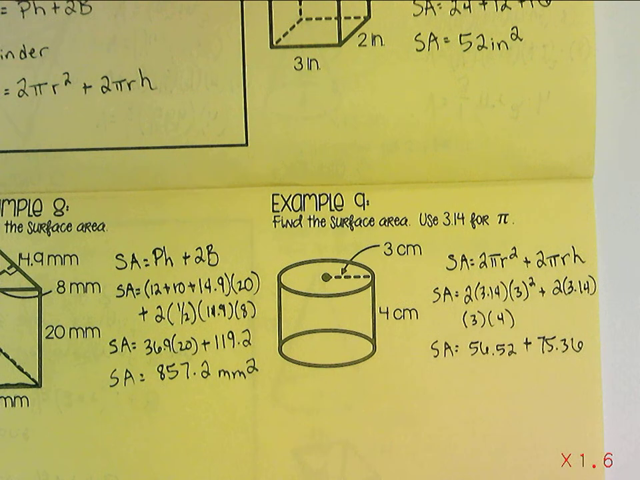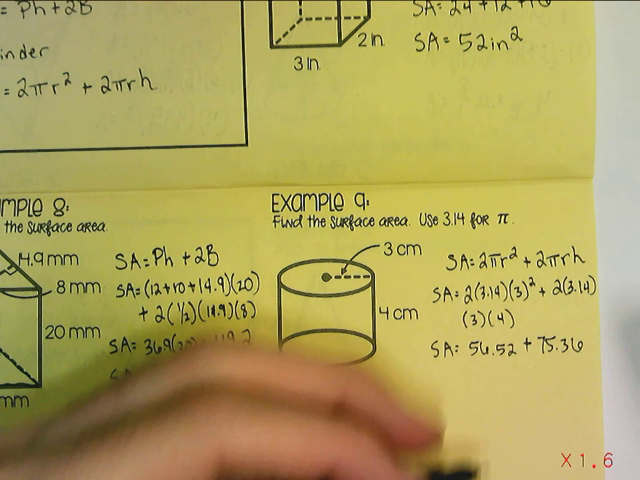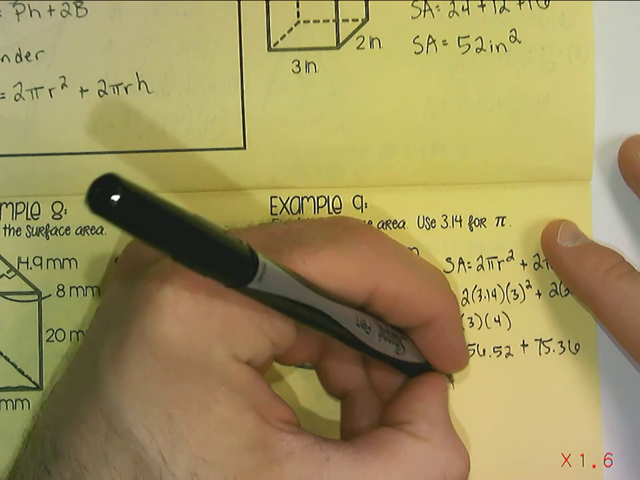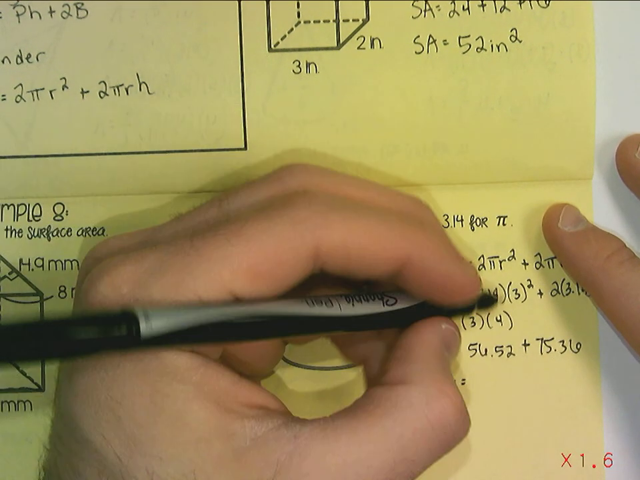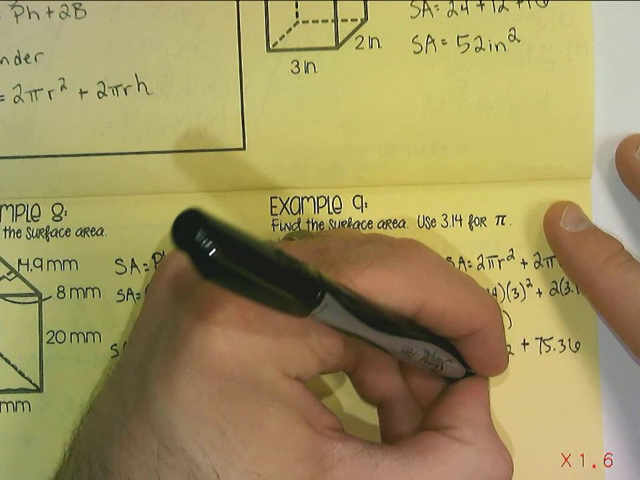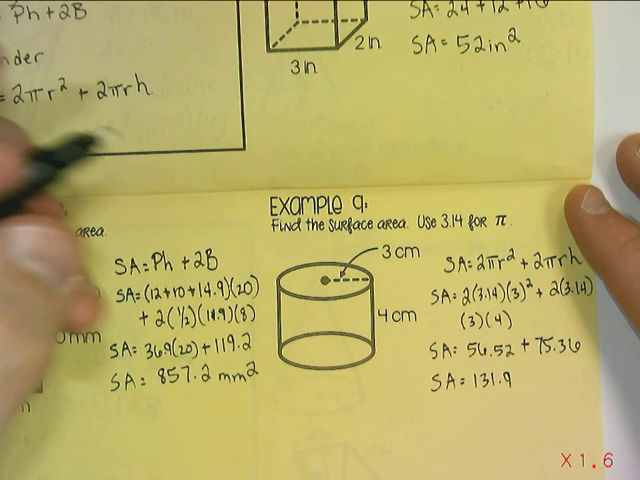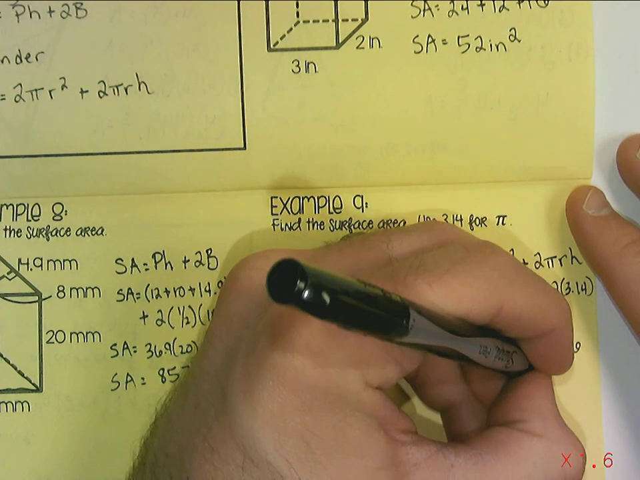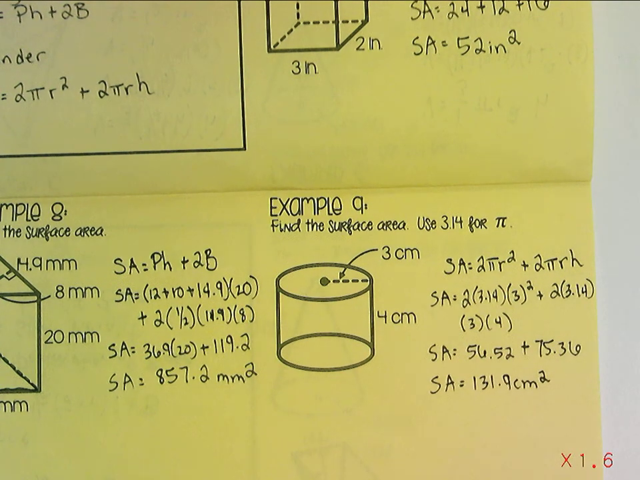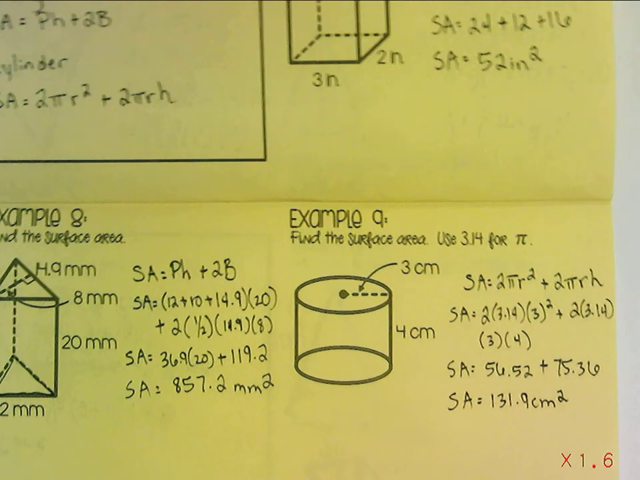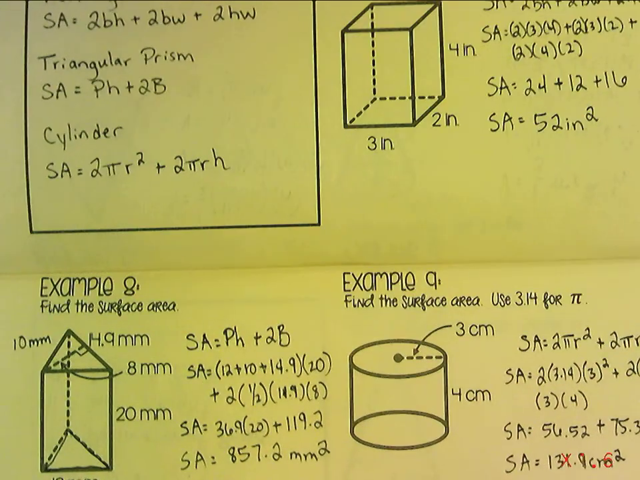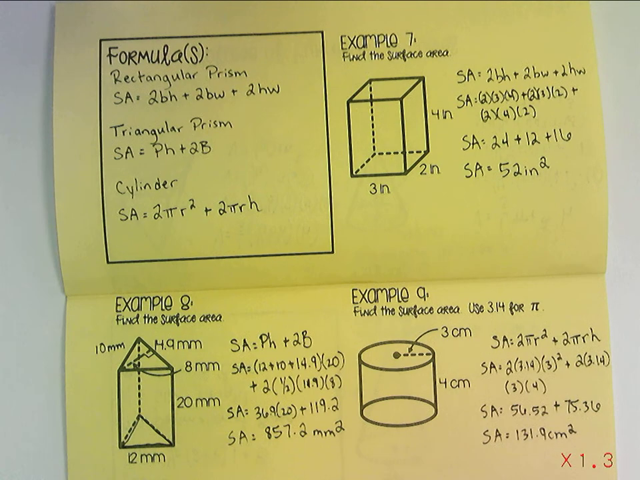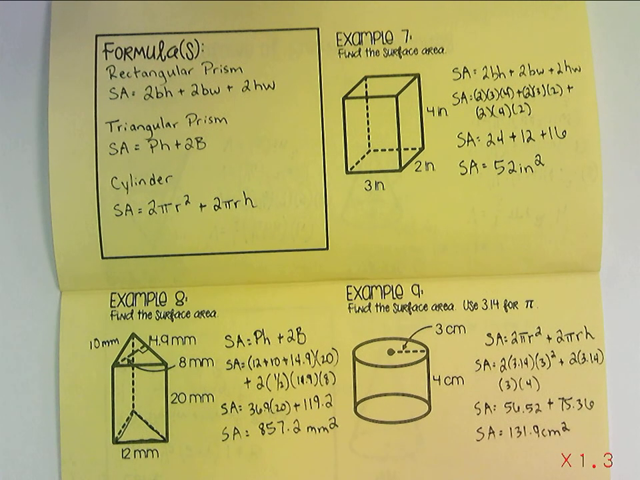Again, calculators are fine. And what we get, and I'm going to round this to the nearest tenth again, is 131.9 centimeters squared. Remember, it's squared because we're doing the surface area. Area, not volume. So those are your 3 examples here for that.